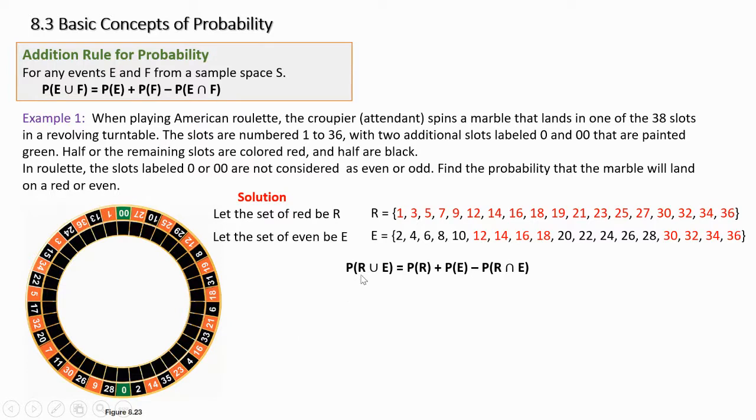So now, we're looking for red or even, right? That's a key word. So we're looking for union. So how many are red, right? There's 18 total red. There's 18 black. There's 18 even, and there's 18 odd. So here, right, we want red and even, right?